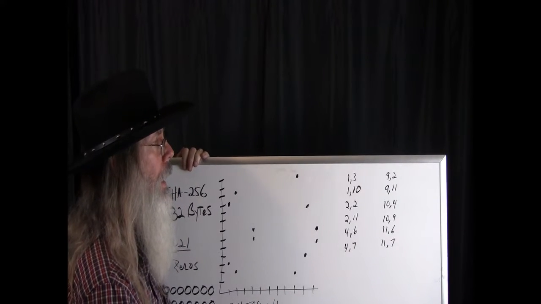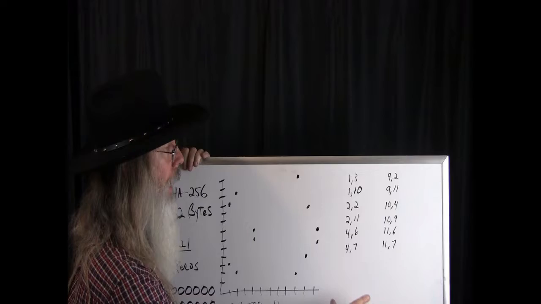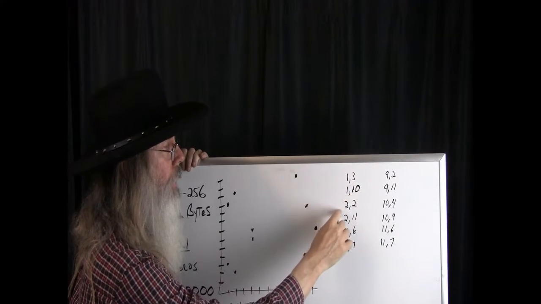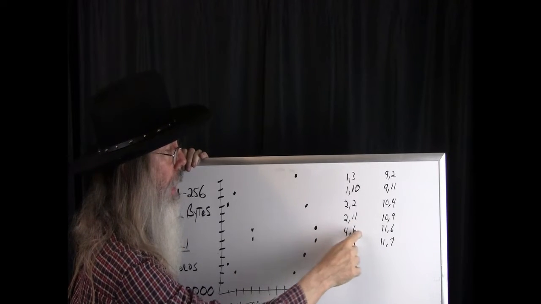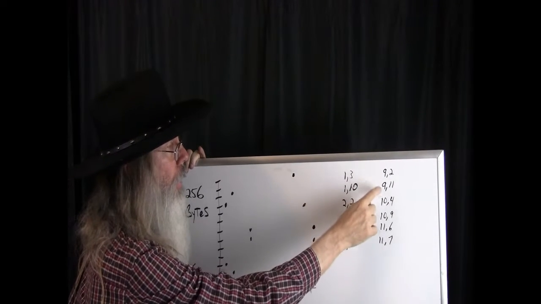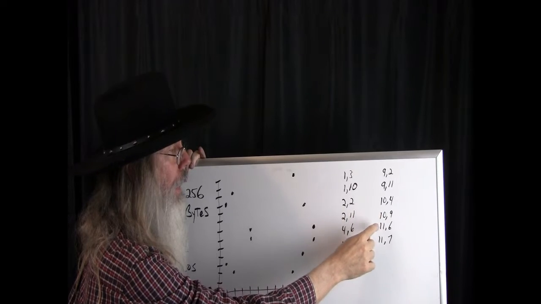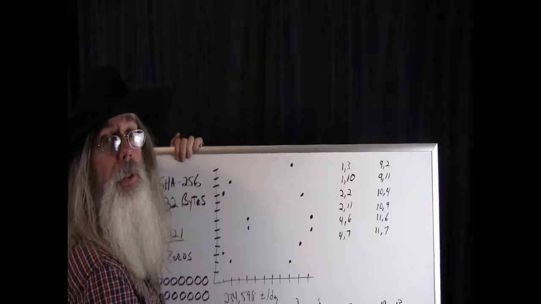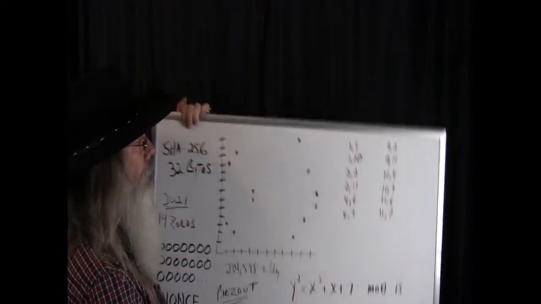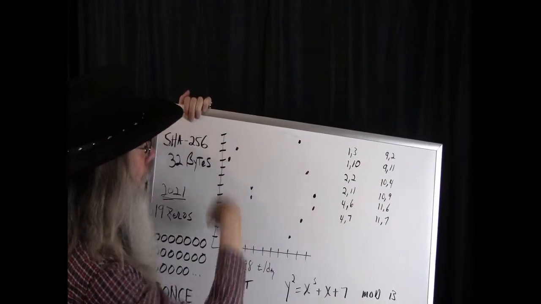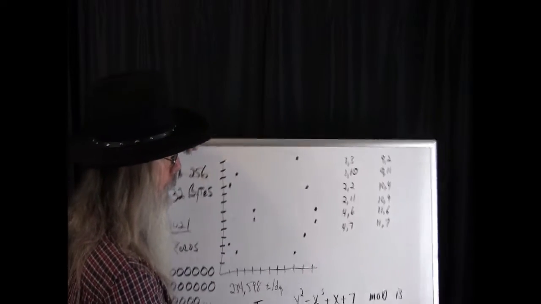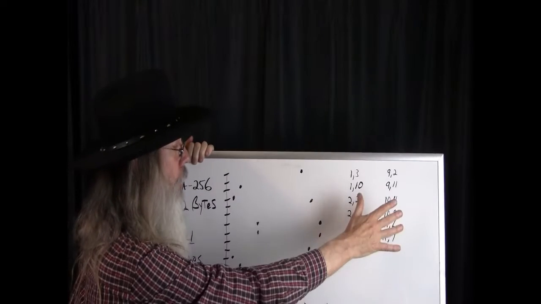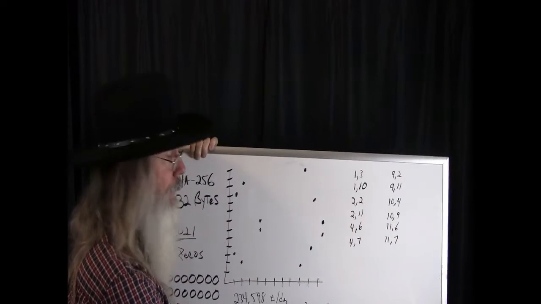All right? So when you do the math, these xy coordinates: 1,3; 1,10; 2,2; 2,11; 4,6; 4,7; 9,2; 9,11; 10,4; 10,9; 11,6; and 11,7. These points that are on this, there's your x-axis, here's your y-axis. Not everybody has a lot of math, so I'm trying to keep this simple. These are solutions to this equation, okay?